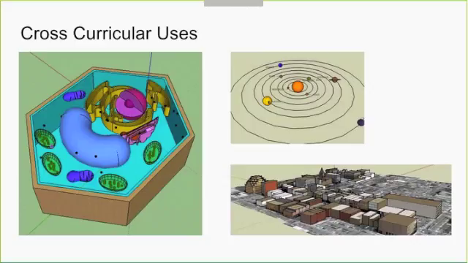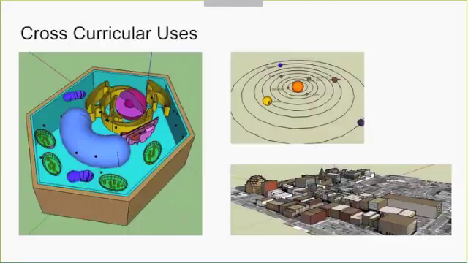Okay? So when we talk about cross-curricular uses, here are some examples of those. If I'm in a science class, instead of using colored paper, pencil, et cetera, to make the diagram of a plant cell, I can use SketchUp and make a very unique, accurate, color-coded diagram of a plant cell. Or I can make the solar system and try and get it proportionally correct and accurate, and I can make the rotations of the planets around the sun, and I can do all those things.